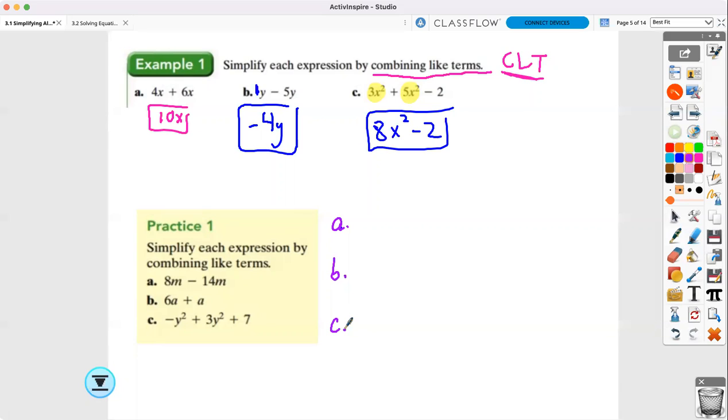30 seconds left. Anyone want to share their answers so far for one of them, for A, for B? So far, I just got A and B, and for A, I got -6m, and for B, I got 7a. Does anyone agree or disagree with Justin's A and B? I agree. And for C, I got 12y² plus 7. 2y² plus 7, is that what you said? Yes. Okay, thank you. So we got some confirmation here. Anyone want to confirm Jose's answer for C?